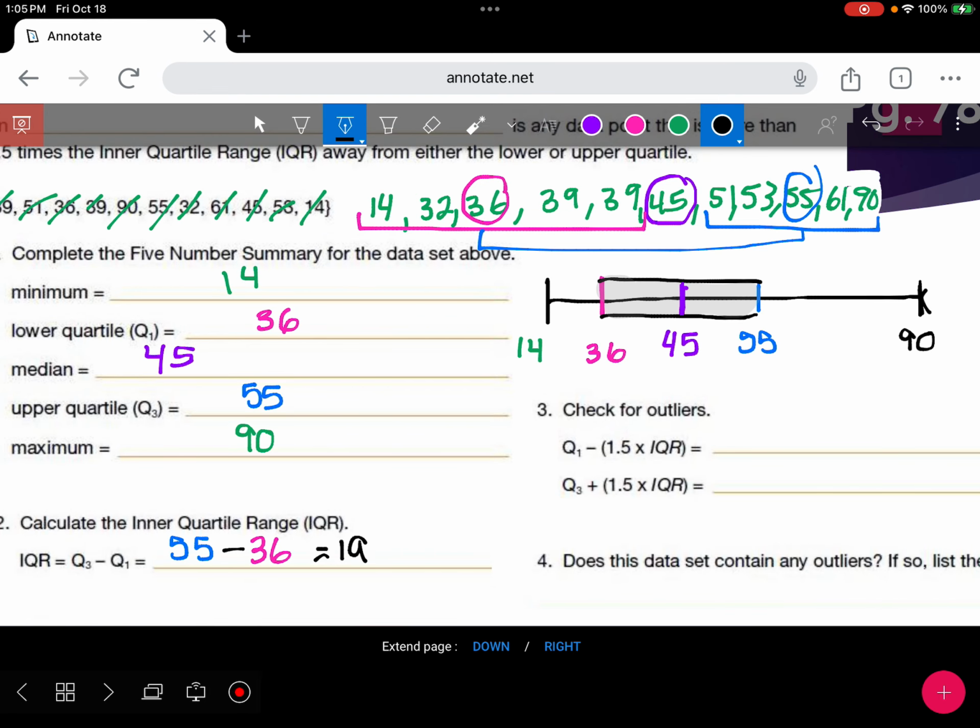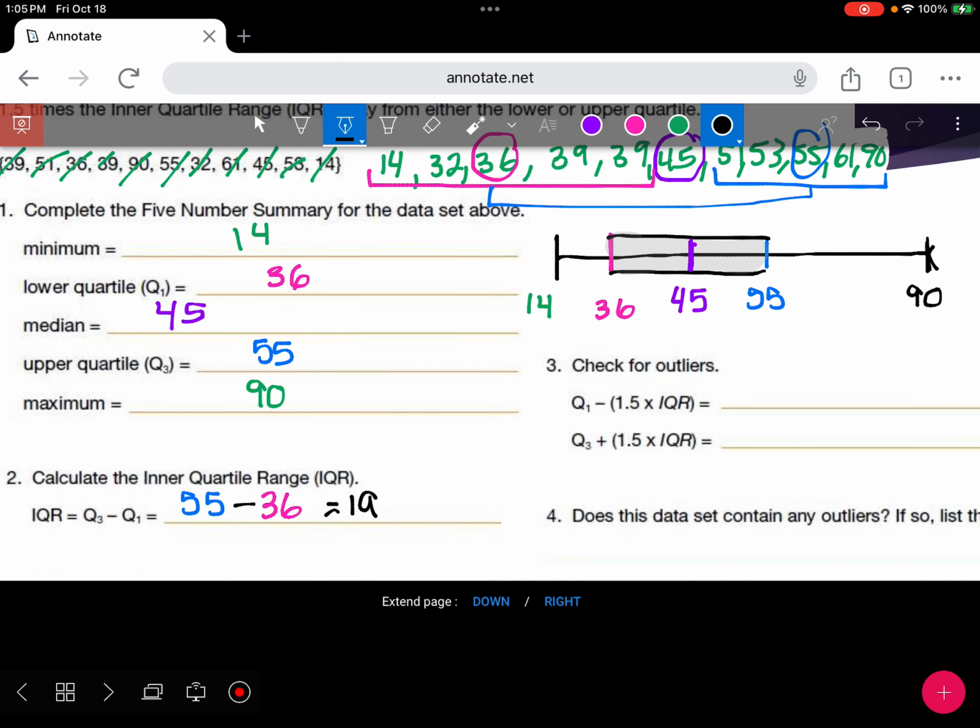And the way we determine if something is an outlier or not is if it's 1.5 boxes away from the box. So it's 1.5 times the IQR. So that's the first thing I figure out: what is 1.5 times our 19? What is 1.5 times 19? 28.5.